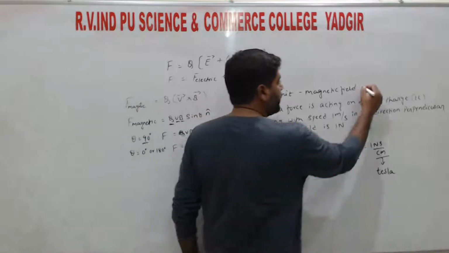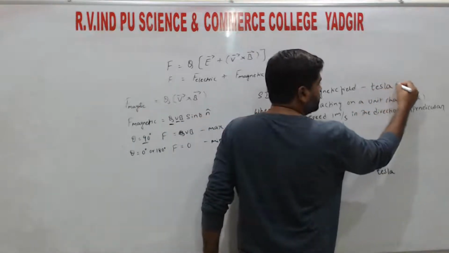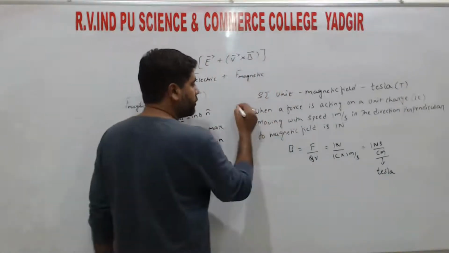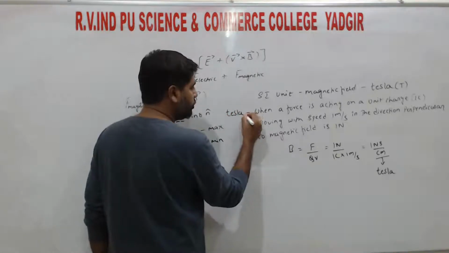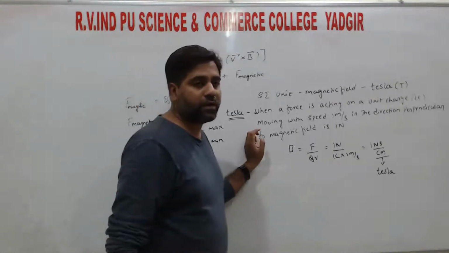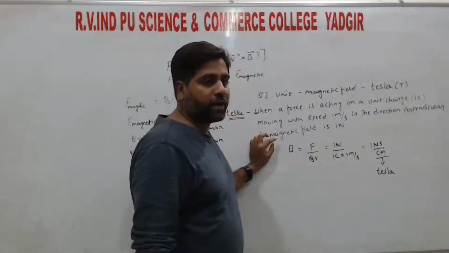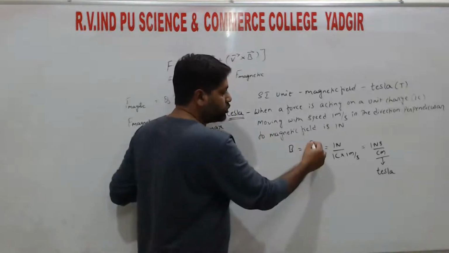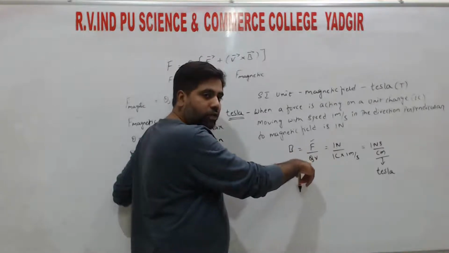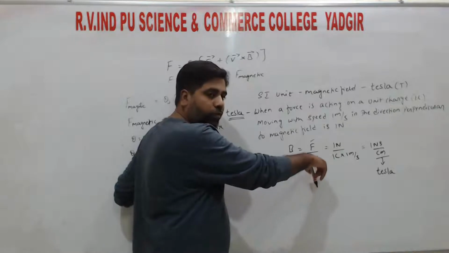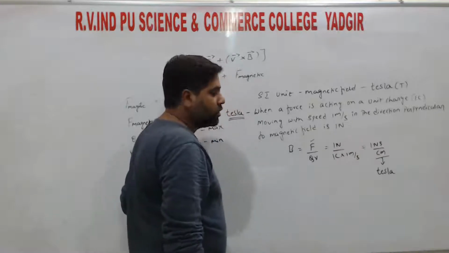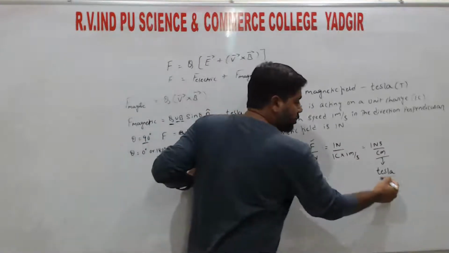So the SI unit of the magnetic field is Tesla. In letters we represent it with the capital letter T, right? This is the definition of the Tesla. To define Tesla: when a force acting on a unit charge moving with a speed of 1 meter per second, perpendicular to the direction of the magnetic field, is 1 Newton. That means all the values should be 1. The force on the charged particle is 1 Newton, the charge is a unit charge, 1 coulomb, and it is moving with a velocity of 1 meter per second. So 1 divided by 1 into 1 again gives 1, right? The unit of the magnetic field we call Tesla.